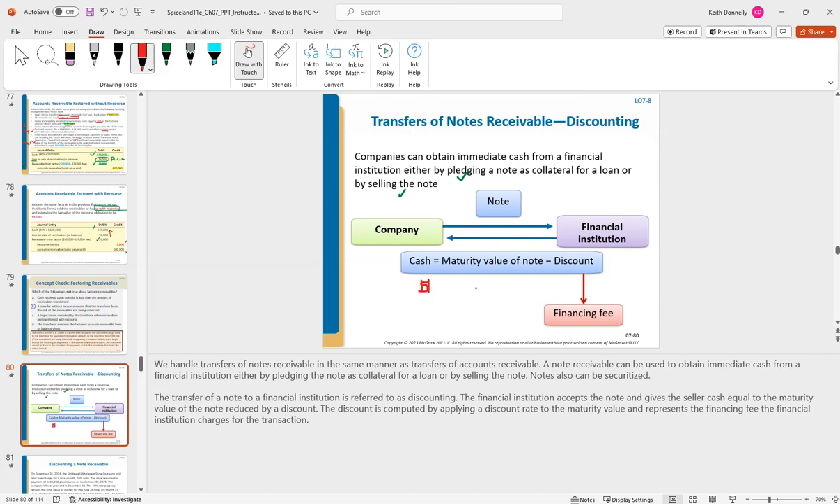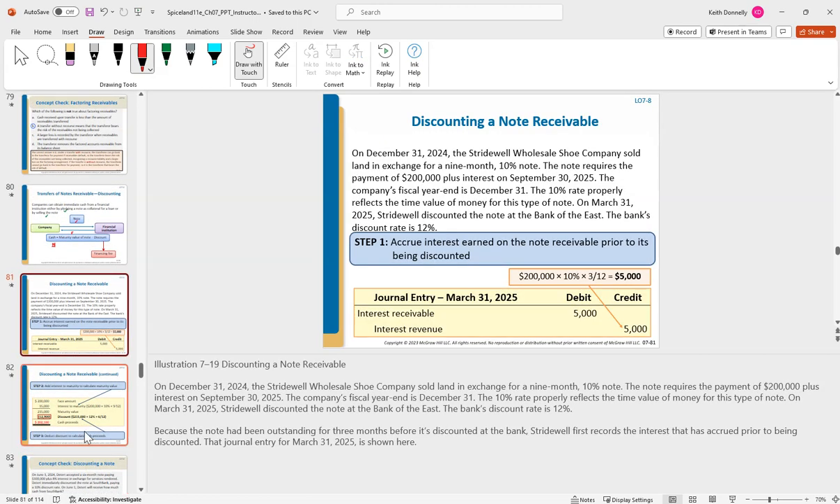And what that cash is going to equal is essentially what we think that note is going to be worth in the future, the maturity value, minus, in this case, a discount. How we basically look at it here, the discount is computed by applying a discount rate to the maturity value, and it really represents a financing fee. So there's really a fee here we're going to charge. Let's look at an example. It's always better to look at examples on this.